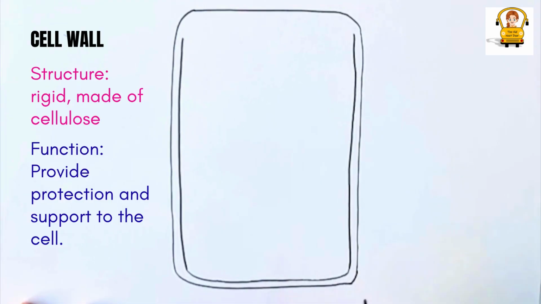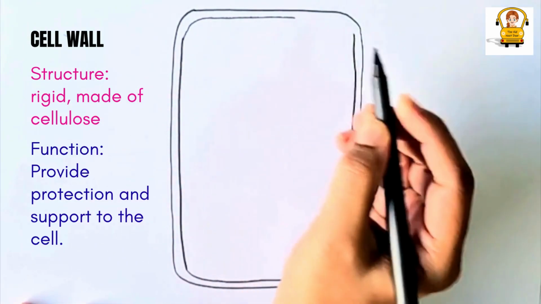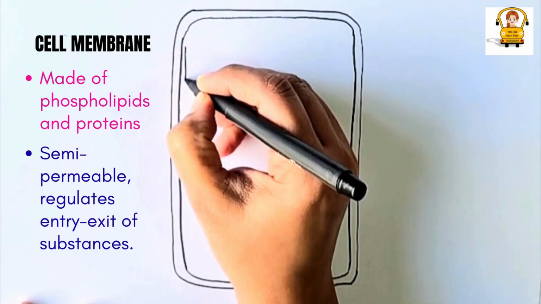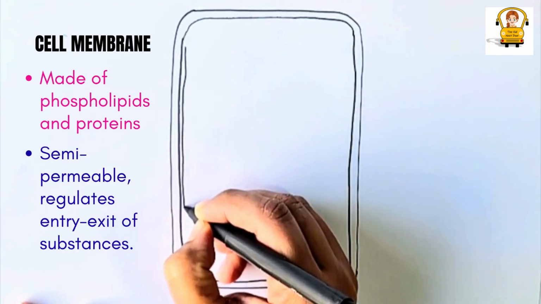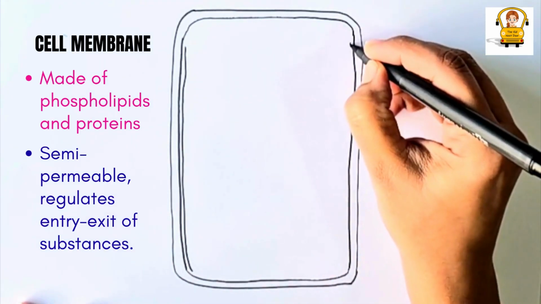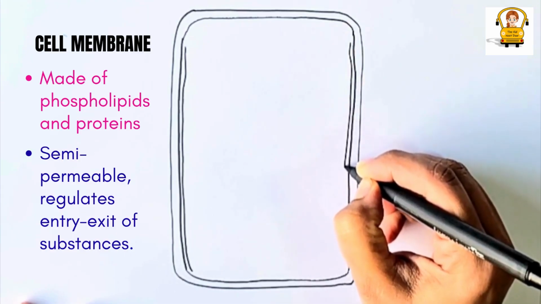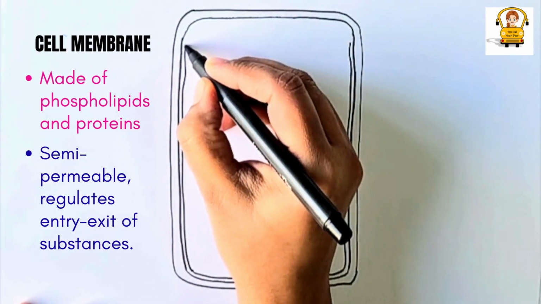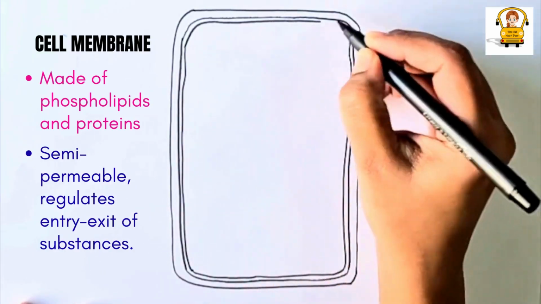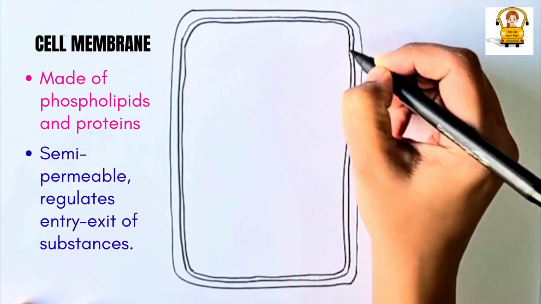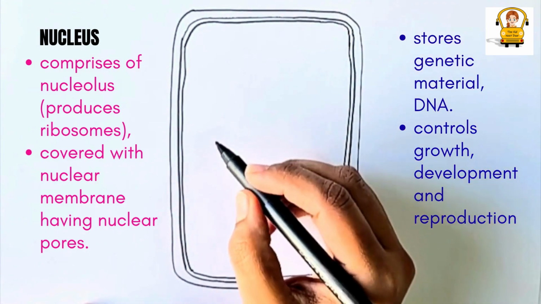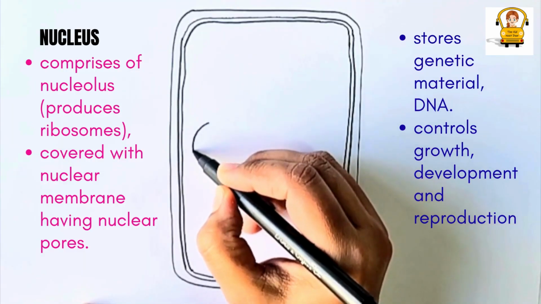This cell wall is made of structures like cellulose, and its function is to provide protection and support to the plant cell. Next to the cell wall, we'll draw a thin semi-permeable membrane called the cell membrane. Cell membrane is composed of phospholipids and fats. Its purpose is to keep a check on what's coming in and what's going out of the cell.